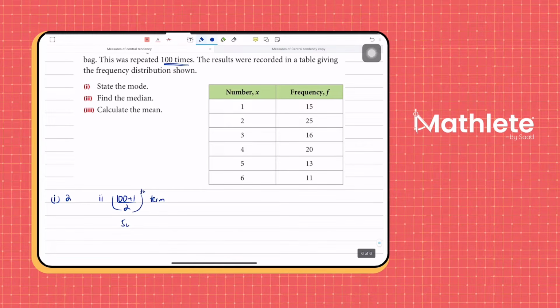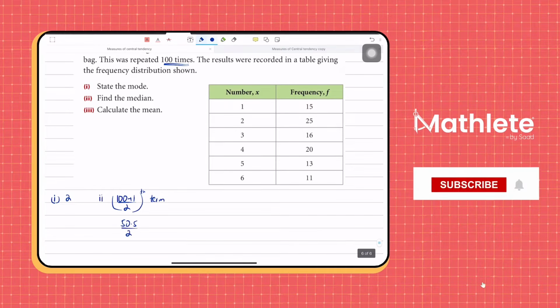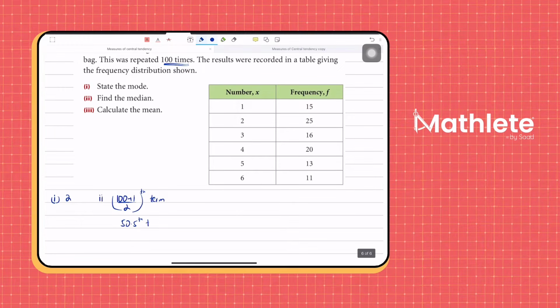Okay, this 0.5 kind of becomes irrelevant because 100 plus 1 is 101, divided by 2 is 50.5. So we're looking for the 50th term and the 51st term. And if they're both the same, that means that term is going to be our median.